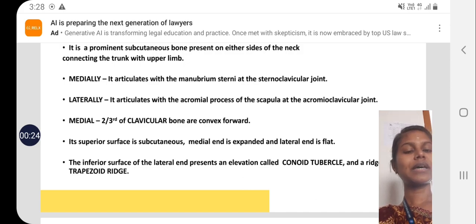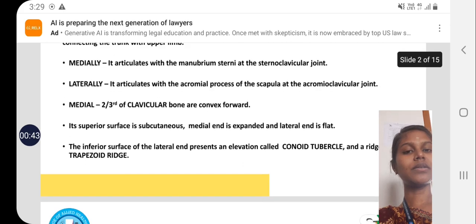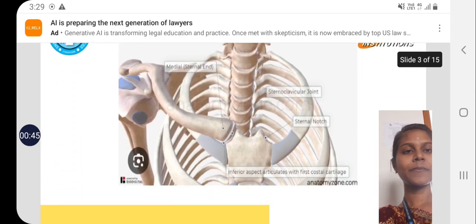The medial two-thirds of the clavicular bone are convex forward. Its superior surface is subcutaneous, the medial end is expanded and the lateral end is flat. The lateral one-third of the clavicular bone is concave. The inferior side of the lateral end presents an elevation called the conoid tubercle and a ridge called the trapezoid ridge.